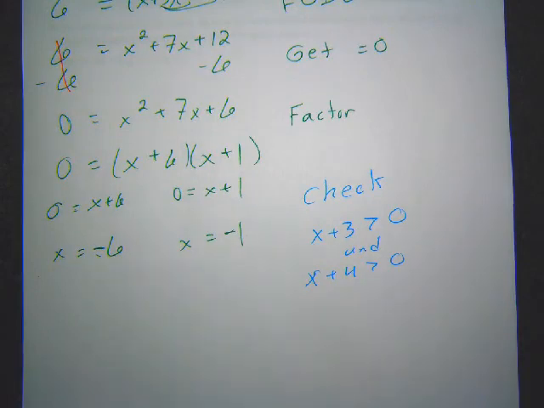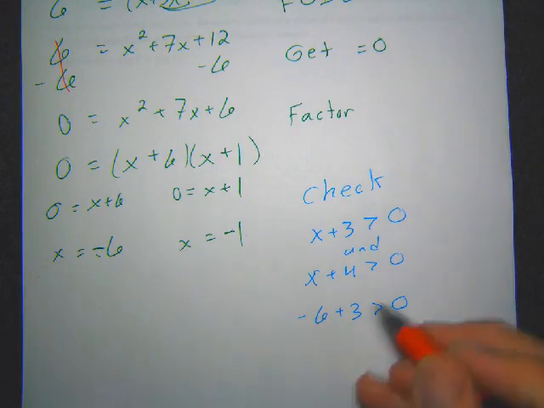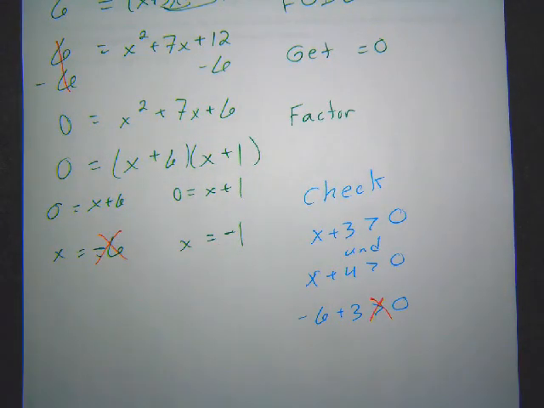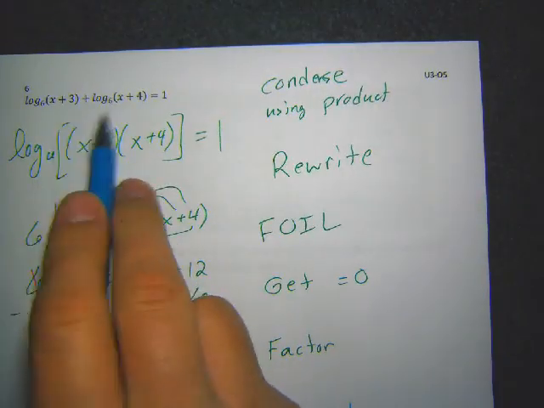So if I try negative 6, well, negative 6 plus 3 bigger than 0? No, it's not, right? It's not bigger than 0, which means negative 6 doesn't work. That's not a valid solution. So we got it using this technique of rewriting, but it doesn't actually work when you go back and plug it in because you cannot take the log of a negative number. It never works. You can't ever do it. So that's something you have to really watch for if you're solving log equations like this.